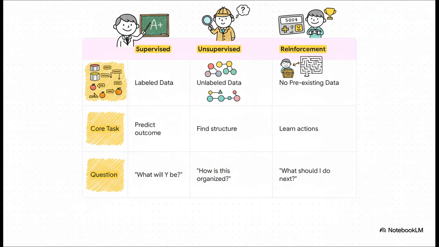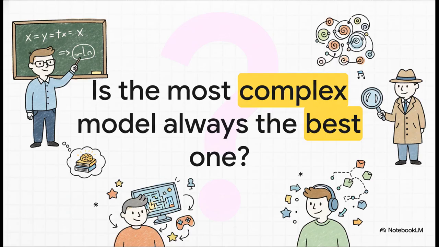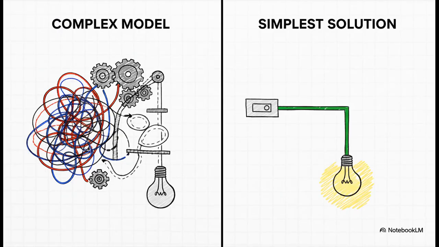And if you need to learn a whole sequence of actions in a changing environment, reinforcement learning is what you need. It really all boils down to the data you have and the question you're trying to answer. And that brings us to one last really critical question. It's a trap a lot of people fall into. They just assume that the bigger, more complex, more powerful model, like a huge neural network, is always the best choice. But is it? And the answer is a huge, resounding no.